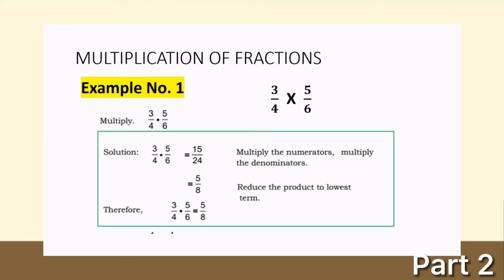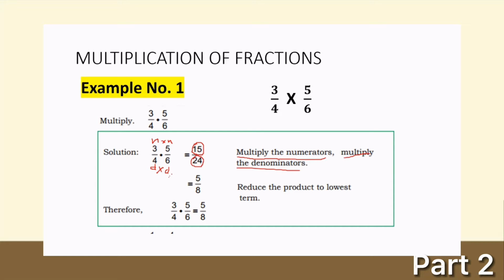Example number 1 is 3 over 4 times 5 over 6. So, how are we going to multiply this? The first thing to do is to multiply the numerators. Okay, 3 times 5 equals 15. Next is multiply the denominators. 4 times 6 equals 24. So you have now 15 over 24.